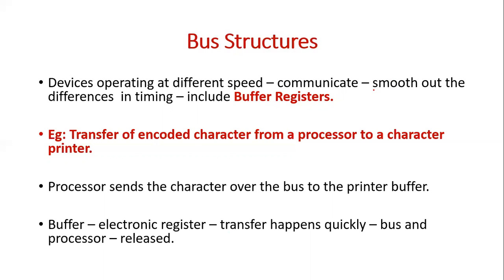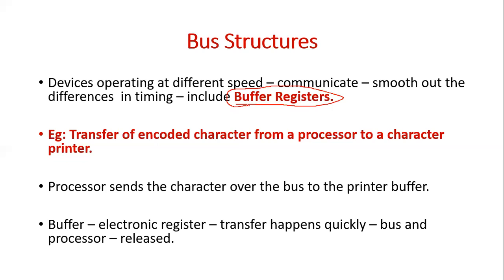So there should be some mechanism to smooth out the difference in timing, so that the high speed devices are effectively utilized. For that, we use something called buffers, or buffer registers. Typically, the IO devices will be slower.